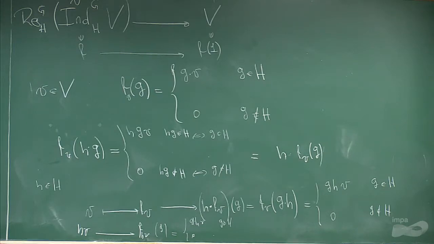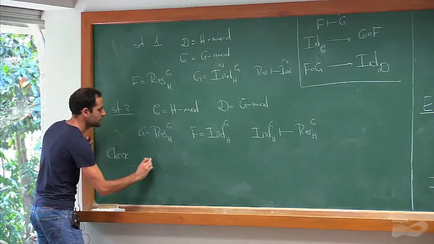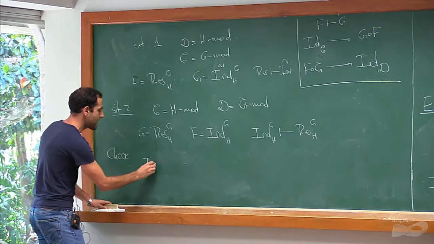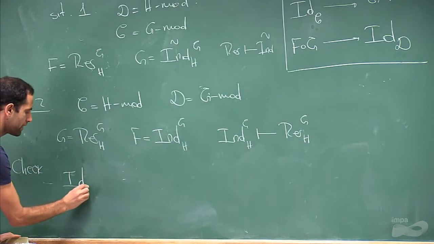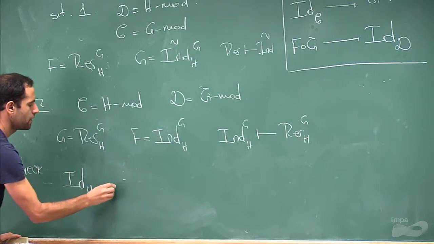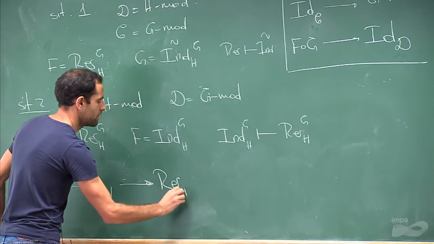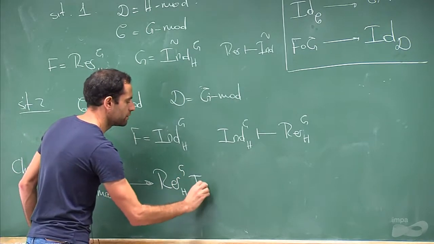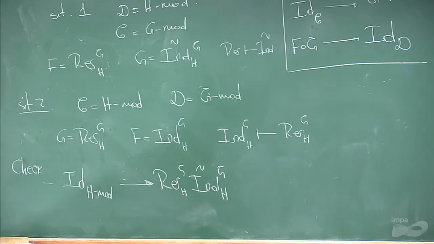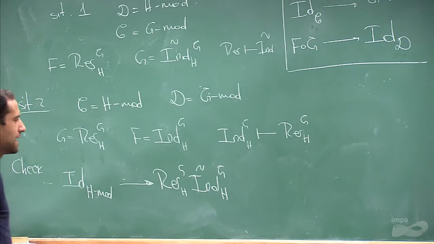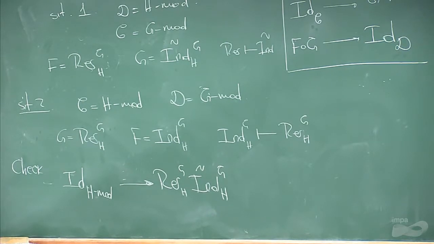So what we got now, and now it's again the same exercise: check that this is compatible with morphisms, and you get a map from the identity functor of the category of H modules into the restriction of the induction. And now this is in the other direction. So this would suggest that actually this guy is the left adjoint to this guy. Exactly the opposite of what we had.